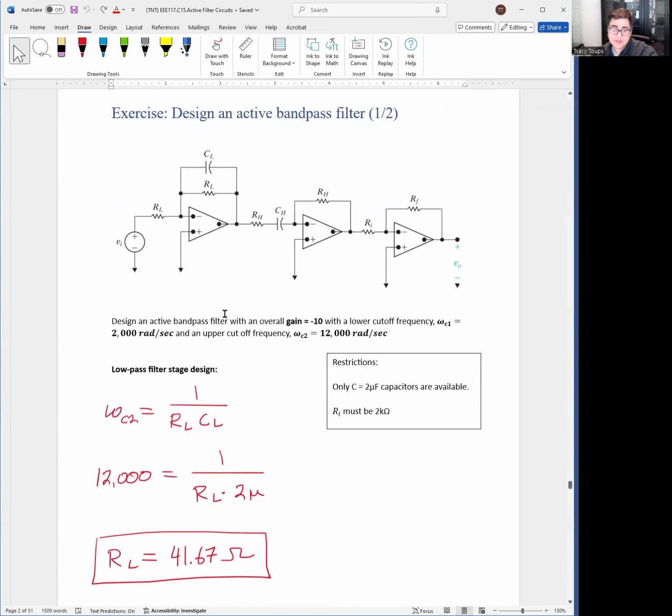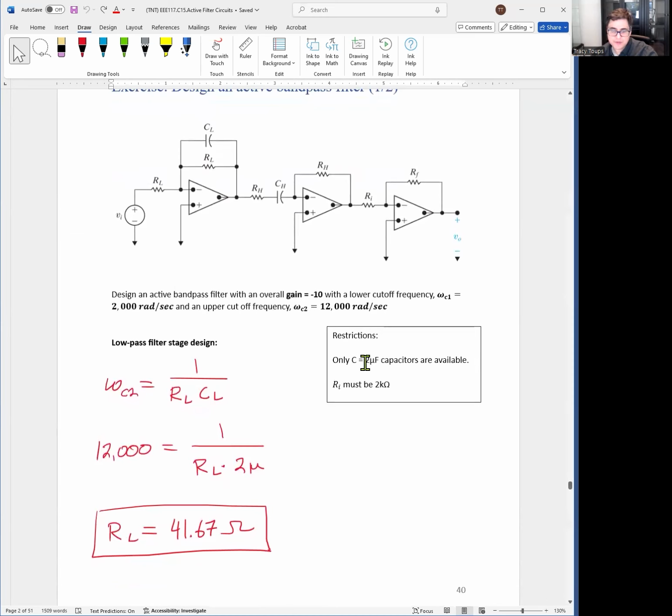So here's an exercise. Remember, our capacitors were restricted to 2 microfarads only. The low pass filter stage will take care of the upper cutoff frequency, so omega C2 is equal to 1 over RL times CL. Omega C is 12,000 and the capacitor is 2 microfarads, so the resistor, just doing some algebra, is equal to 41.67 ohms. You try to find a resistor close to that, and that takes care of the upper cutoff frequency. So the low pass filter stage is done.